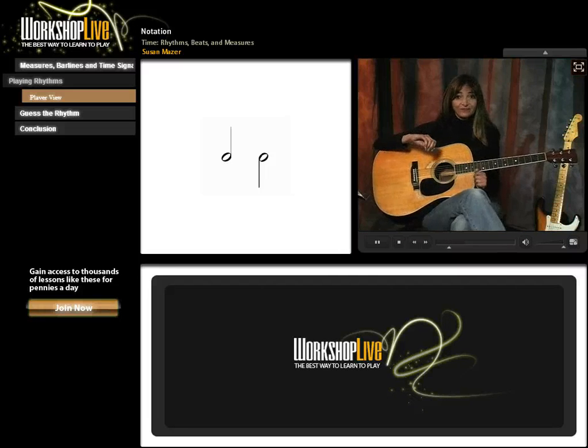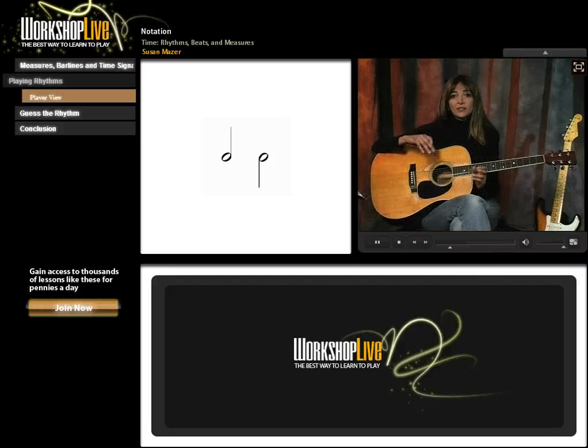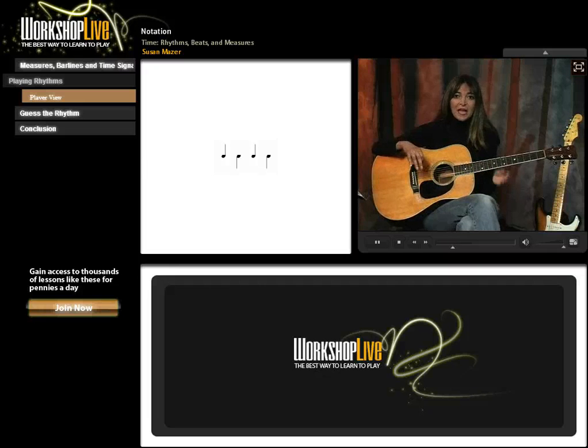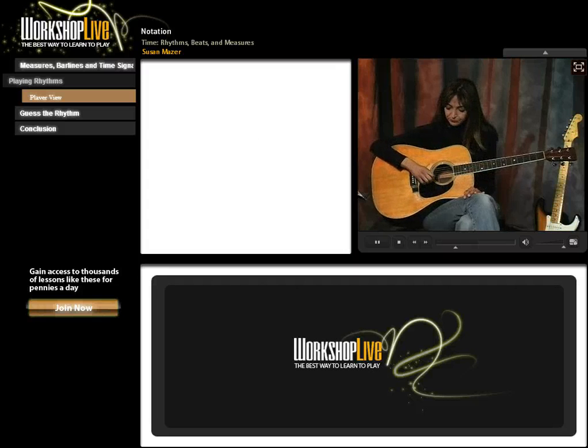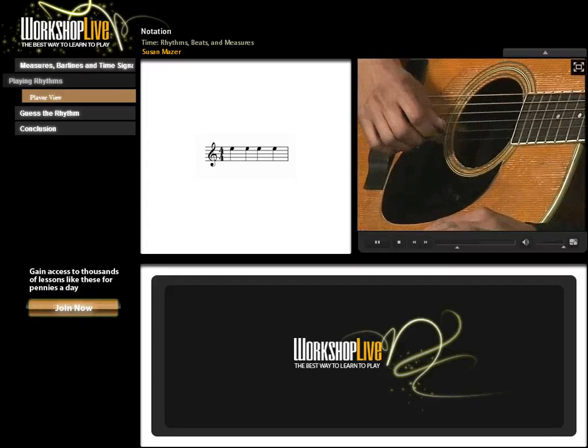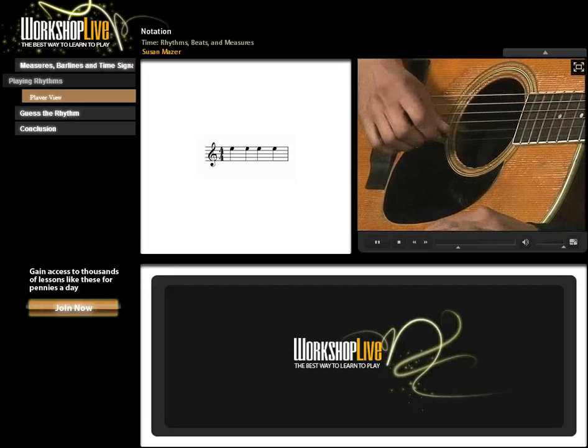In a measure where there are 4 beats, you may see a whole note or 2 half notes. There's one more value that I want to introduce to you right now, and it's called the quarter note. It looks like the half note with the stem, but it's colored in, and it rings for 1 beat like this. 1, 2, 3, 4.